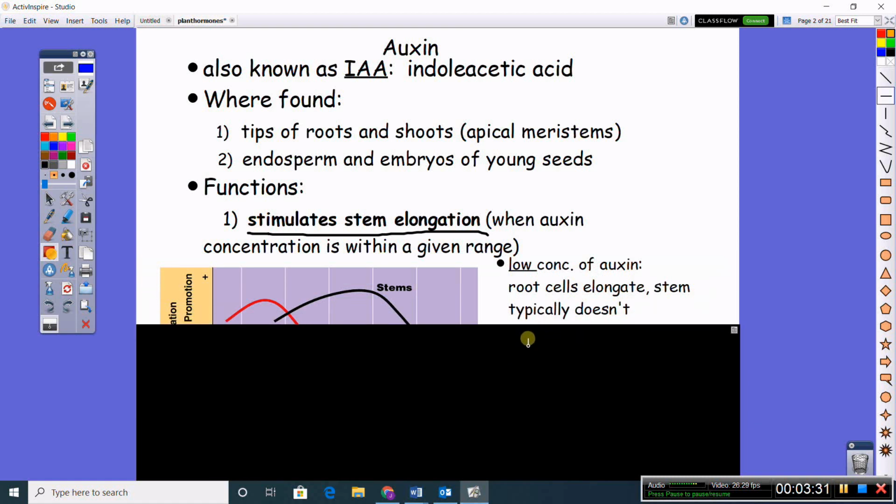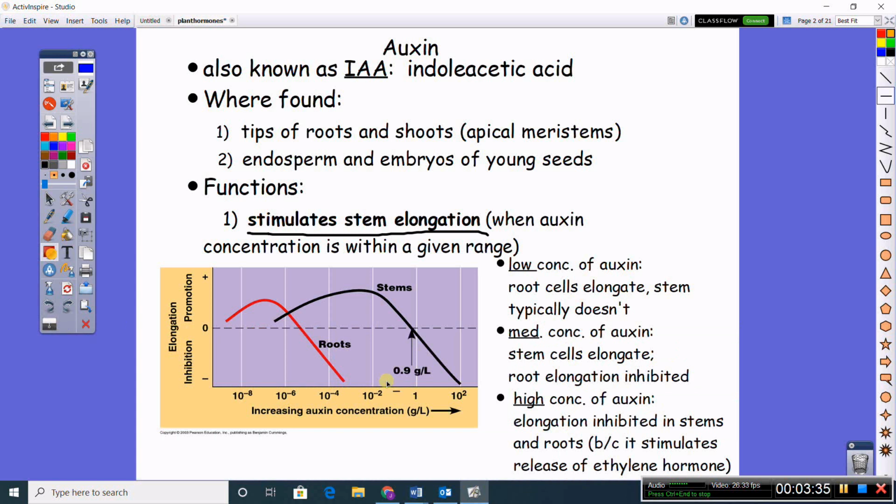Okay, and I'll take a look at this graph with you. Basically, at a low concentration of auxin, root cells might elongate, but stem cells don't. So the red line here in this graph is for roots. All right, at like a medium or normal concentration of auxin, your stem cells tend to elongate, but the elongation of root cells is going to be inhibited.